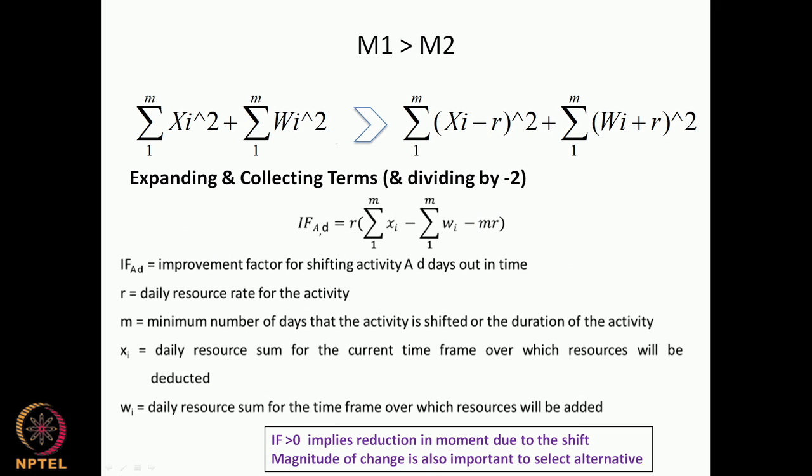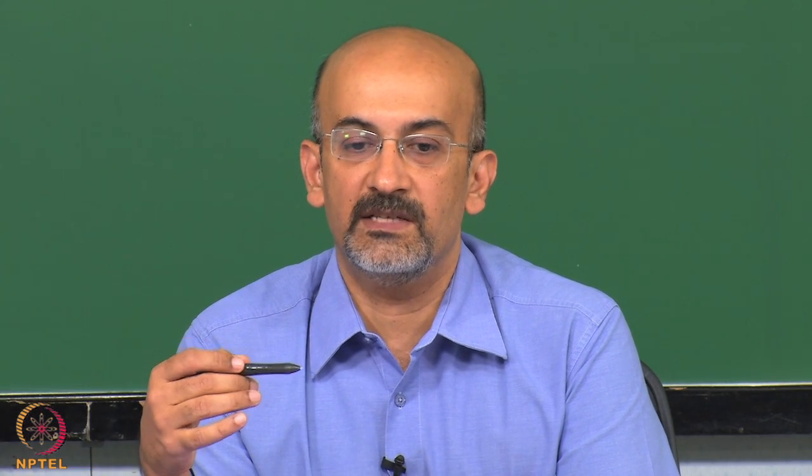Remember we wanted this. We talked that we ideally want m1 to be greater than m2. That is, after my shift, my resource histogram has a lower moment. That means there is improvement in the histogram. This is what I want to try to achieve with the shift. If the shift does not result in an improvement in the histogram, I should look for another alternative shift which might result in an improvement.